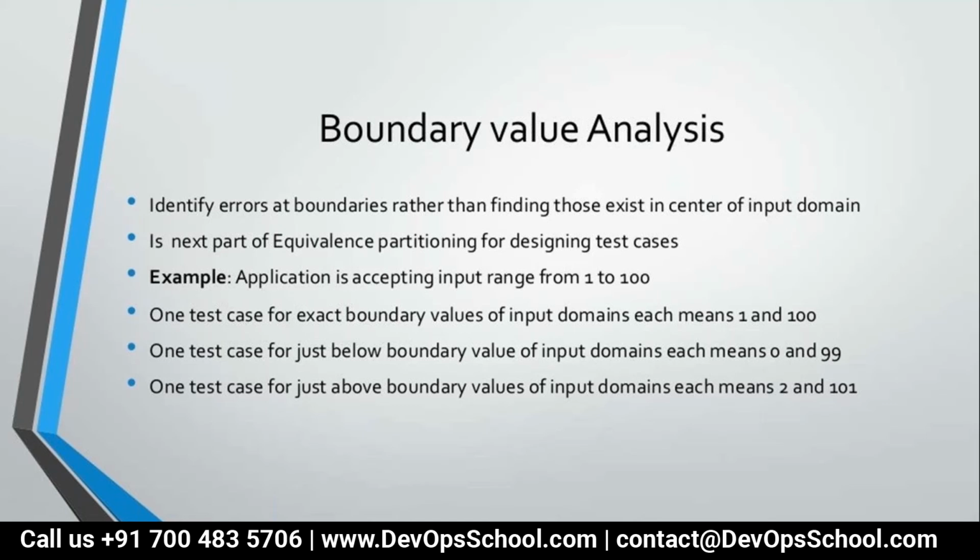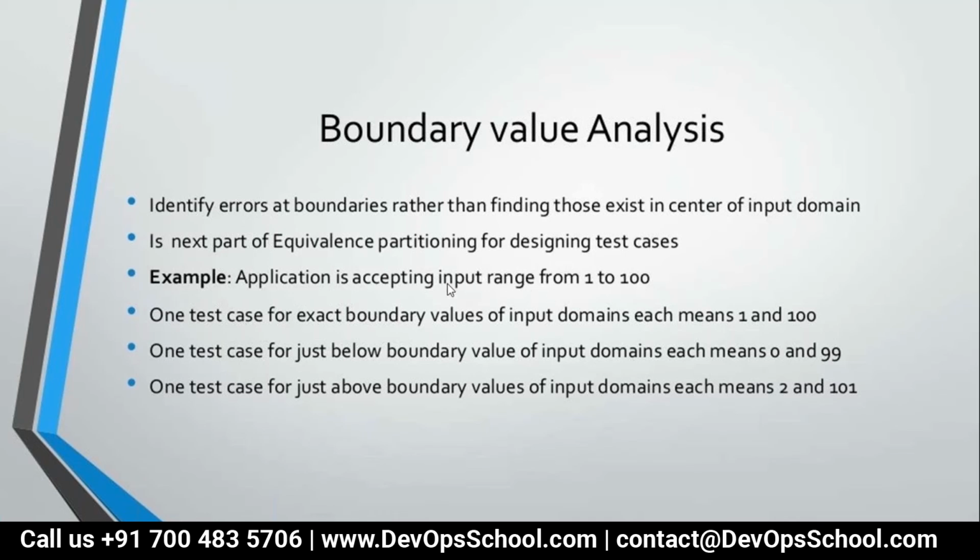See, whenever we talk about a range, when the word range comes, you can understand that there must be more than one boundary, two boundaries. If the word range is not there, like, see, the application is accepting input for a password of 8 digits. They are not giving 8 to 12 digits. Here it is, input range from 1 to 100.